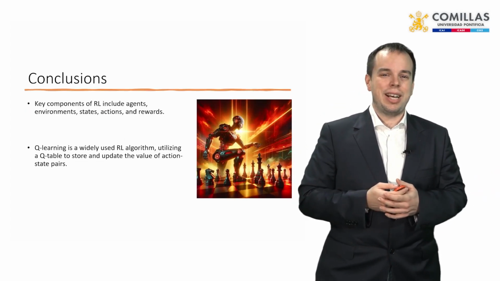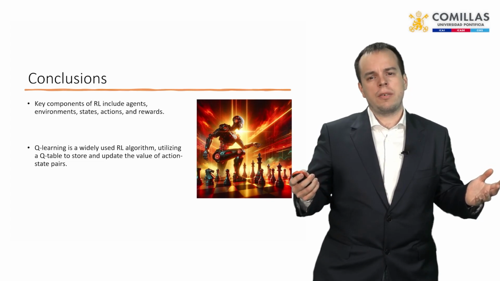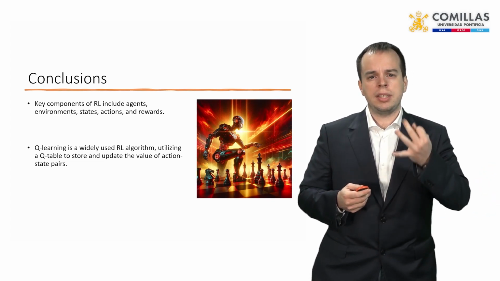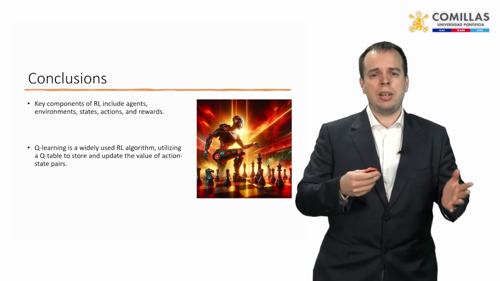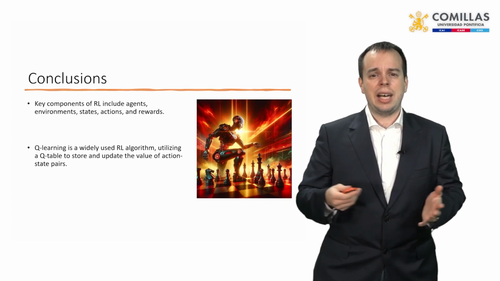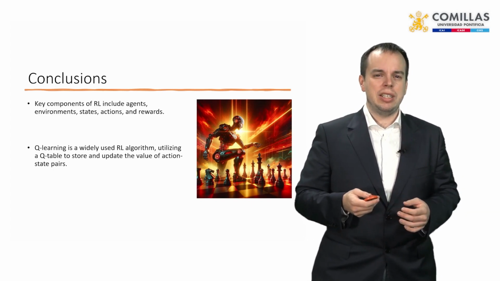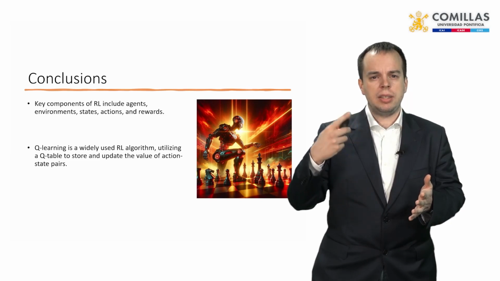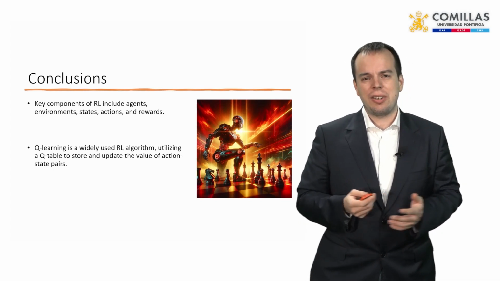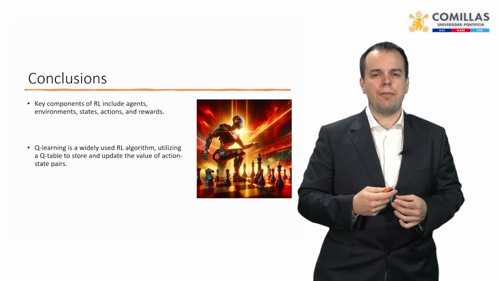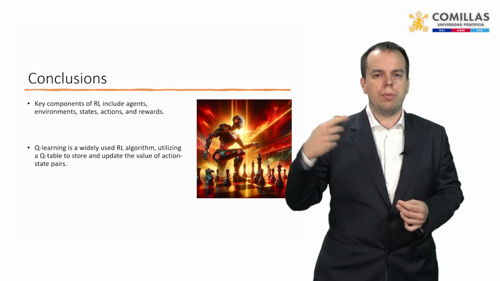As we wrap up, let's recap the key insights from our fascinating exploration of reinforcement learning. We've discussed the key components of reinforcement learning, which include agents, environments, states, actions, and rewards. Each of these elements plays a vital role in how reinforcement learning functions and learns. A highlight from our discussion was Q-learning, a widely used reinforcement learning algorithm. Q-learning employs a Q-table to store and incrementally update the value of action-state pairs, providing a foundation for agents to make informed decisions. In conclusion, reinforcement learning represents a significant step forward in our quest to create intelligent, adaptable systems capable of tackling a wide range of real-world challenges.